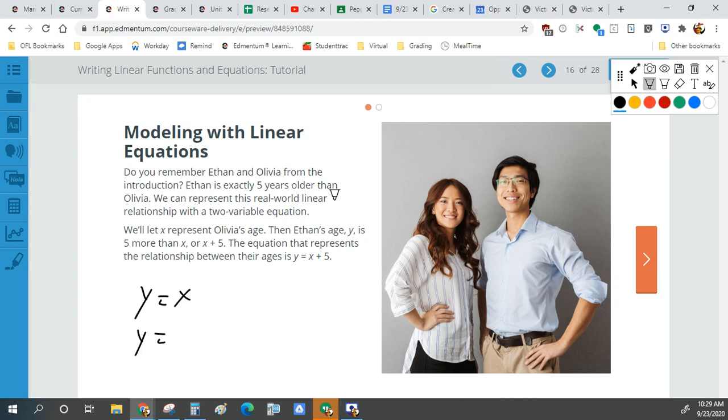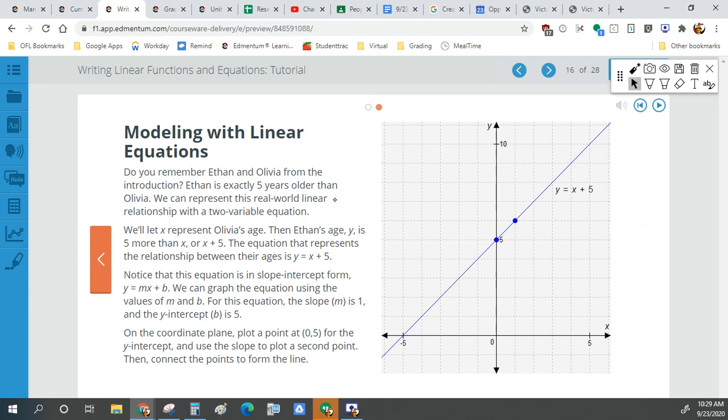But Ethan, they age the same rate. So they go up the same rate. So they have the same slope. But Ethan, we have to add 5. So his graph is going to be 5 higher when we're talking about age. He starts off with a 5-year difference. So that's where we get Ethan's thing. So he starts off at 5. Every 1 year, he goes up 1. Or if you want to do rise over run, you can look at his up 1 over 1.